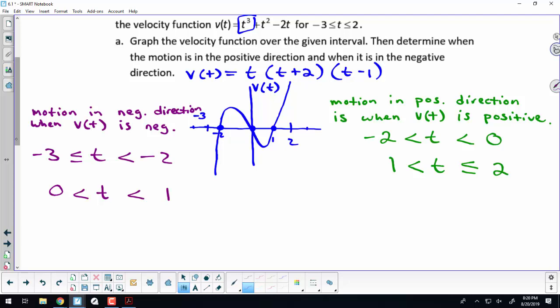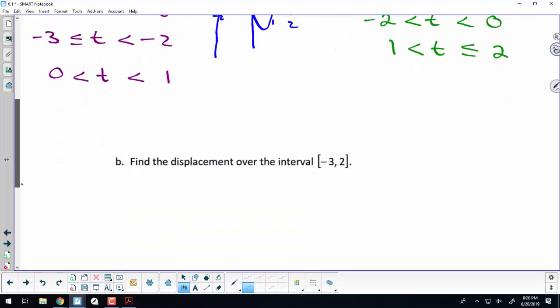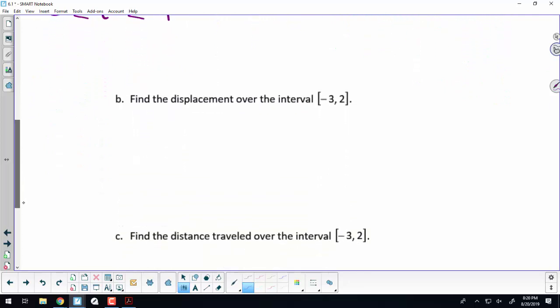All right. So now then we've got the graph. We can find the displacement over the interval from -3 to 2. And if you remember from the previous page, the displacement is simply the net area. So we're just going to integrate our velocity function from -3 to 2.